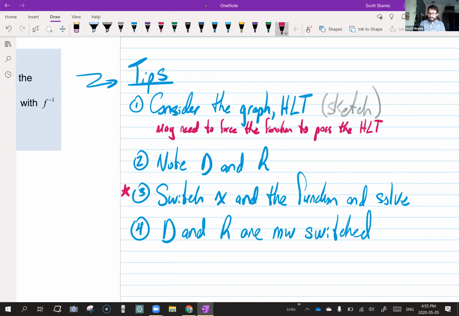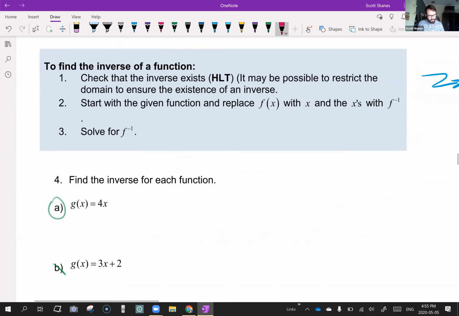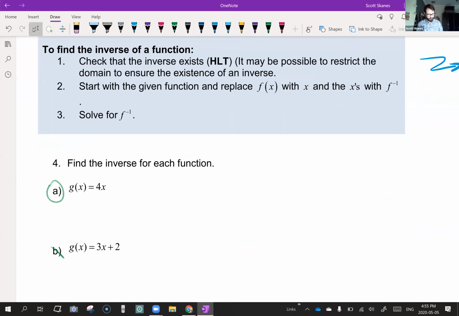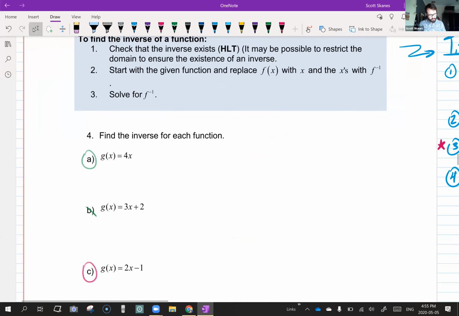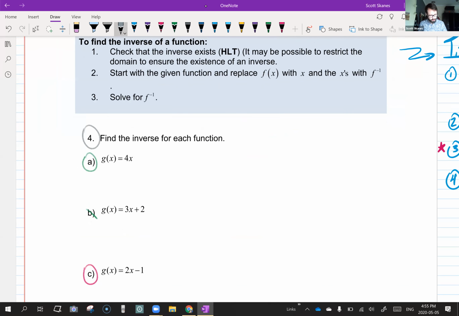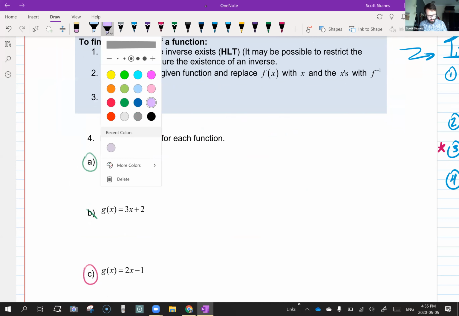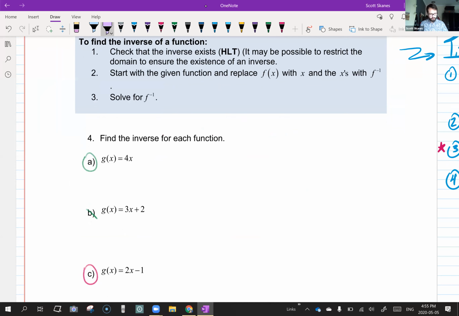Anyway, 4-step process. Let's go through it. Find the inverse for each function. Okay, will do, sir. Find the inverse of this function here. Let me get my colors back in case I need them. Find the inverse of g of x equals 4x.